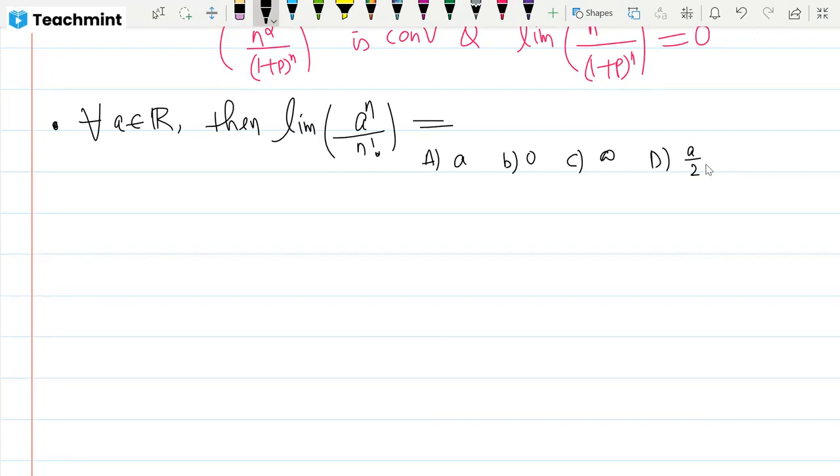You can use the chat box also. Why can't you use the ratio test for sequences? That is the hint.